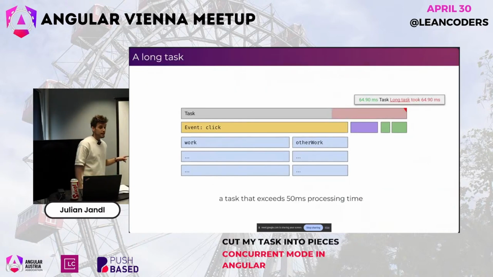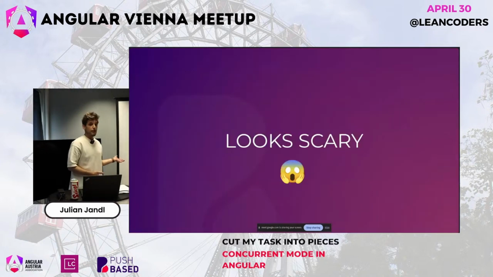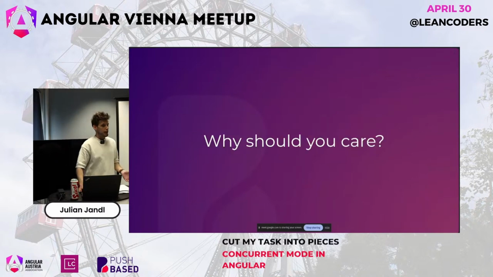There are not only tasks, but there are also long tasks. So a long task is any task that exceeds the limit of 50 milliseconds. So in this case, we have a 64 milliseconds task. So our blocking time, that's the red thing you can see here, is considered to be 14.9 milliseconds, because 14.9 milliseconds is the amount by which we exceeded the 50 milliseconds threshold. And this is considered as blocking time added on top of your task. It looks scary, right? Because it's red. Red is always scary.